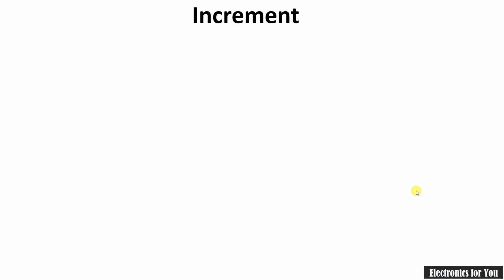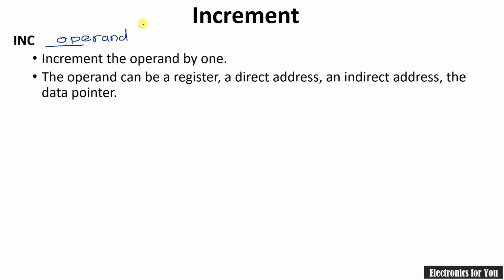The next instruction is increment. Note that increment is only followed by a single operand. The opcode used for the increment operation is INC, and only one operand is written. It means that the content of this operand will be incremented by one only, and the operand can be a register, direct address, indirect address, or a data pointer.